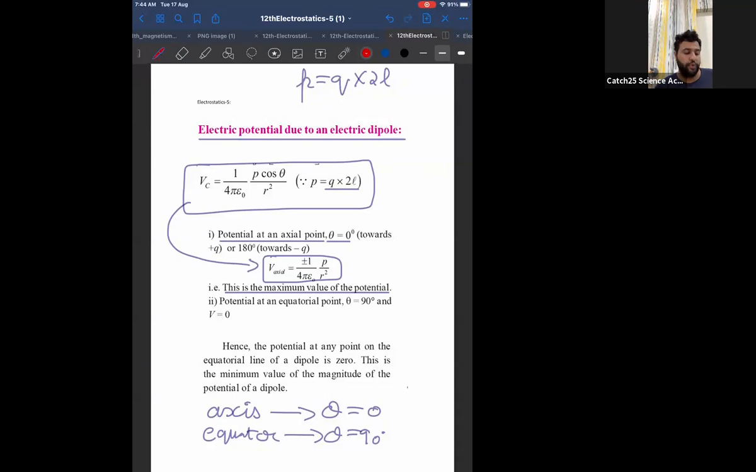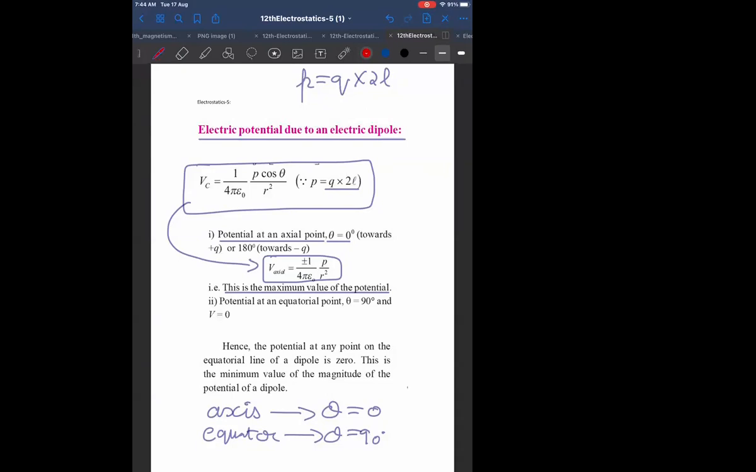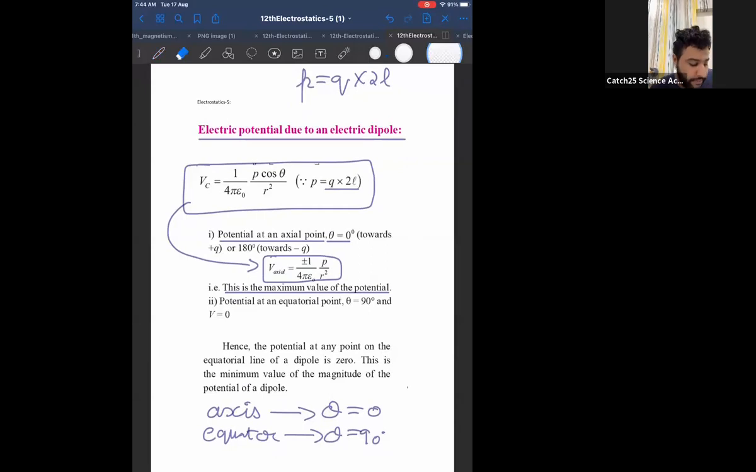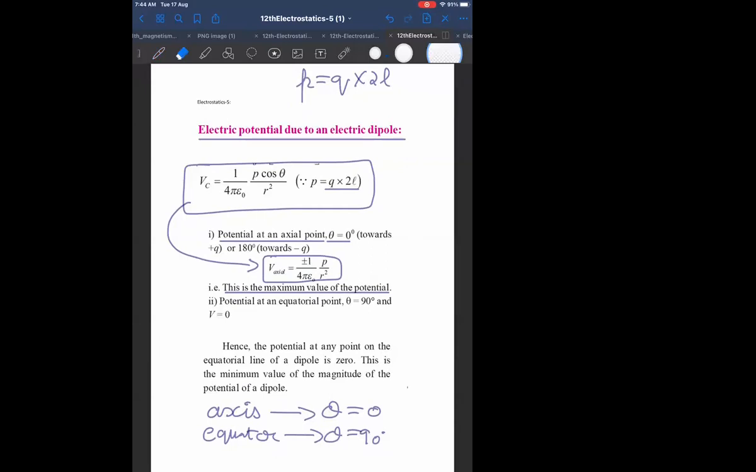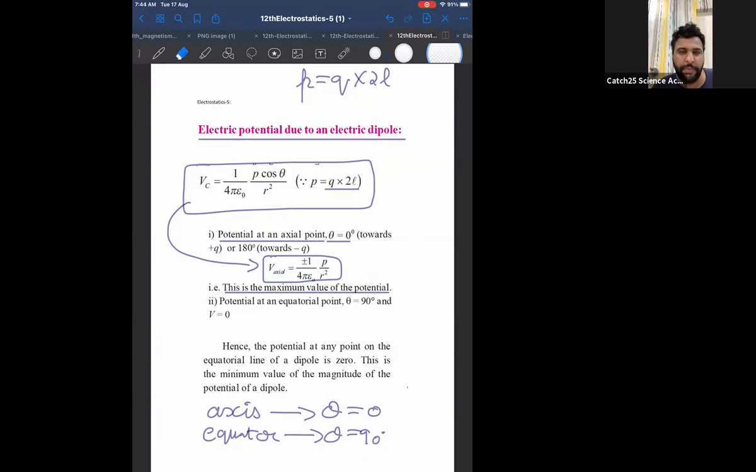Now look at case 2. Everyone look at the screen. Sir, do we need to write plus minus? No, we don't need to write plus minus. It's only 1 by 4 pi epsilon. No need to write plus and minus.